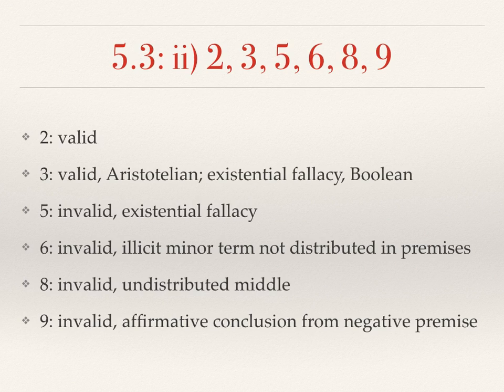Number 8, it's invalid because we have an undistributed middle term. And number 9, it's invalid because we have an affirmative conclusion from a negative premise. It violates that rule. And so that's it for this homework.